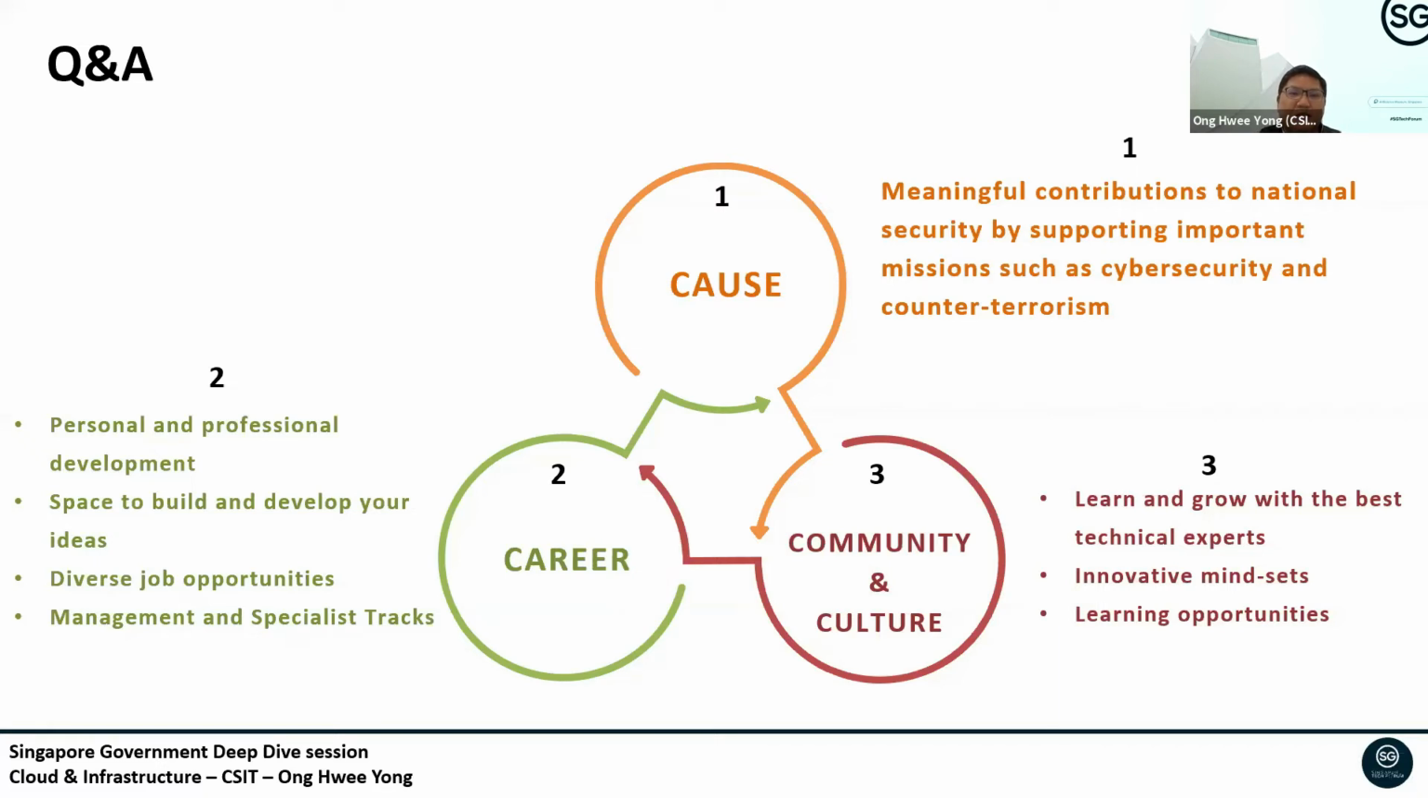Last but not least, let me just talk briefly about community and culture. In CSIT, our community is generally a young, vibrant and fun-seeking one. That culture is a caring and learning one. We have a large pool of technical experts we can learn and grow together with. And we encourage ground-up initiatives through hackathons like I mentioned before, so that engineers can bring their ideas to fruition in our operating environment. We also provide a lot of learning opportunities, like the personal and professional development that I talked about. On top of that, we also sponsor postgraduate studies.